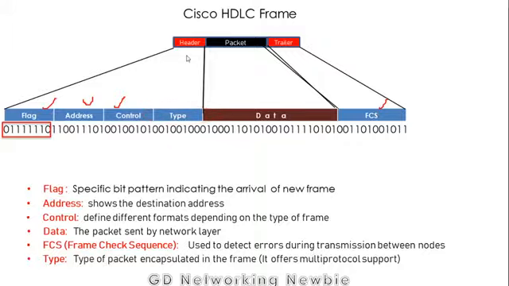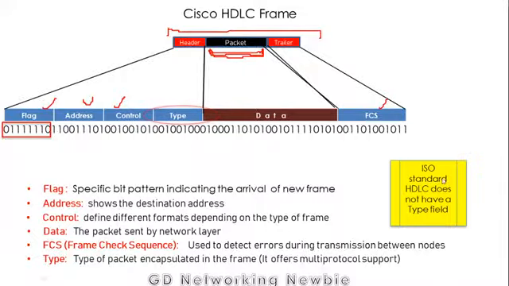So you see, this is a complete frame, but within this part, we have the network layer information. So we are carrying the data which is given to us by the network layer, but which network layer protocol has given us this data? This is defined by the type field, and this type field is introduced by Cisco, and this is called the Cisco HDLC frame. So the ISO standard HDLC does not have a type field, but the Cisco standard does have a type field in it.